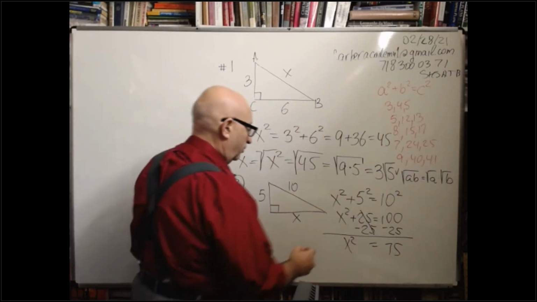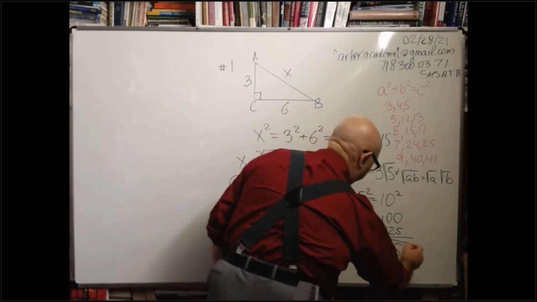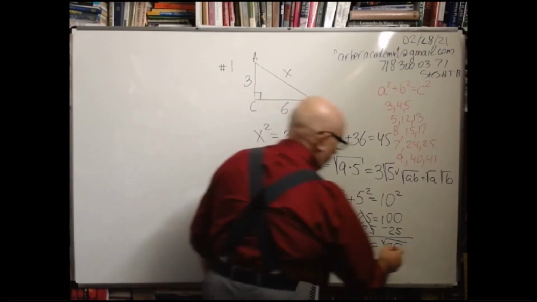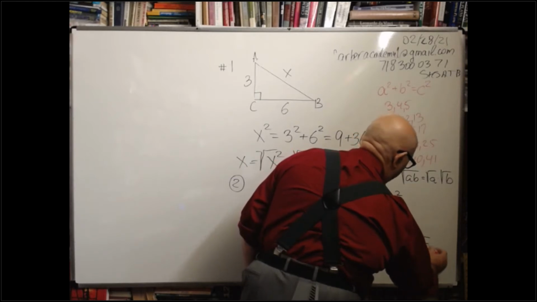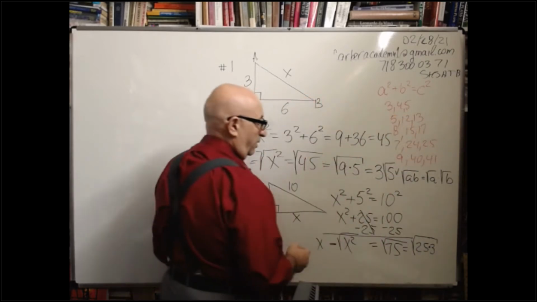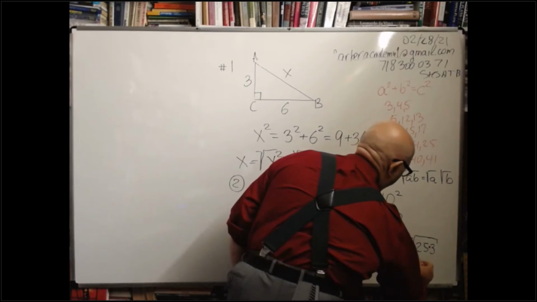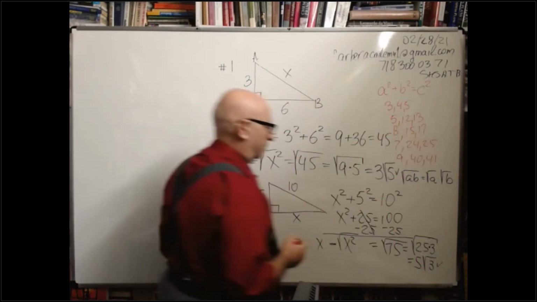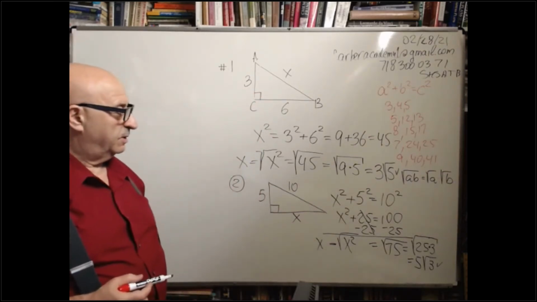You take the square root of both sides. The square root of x squared is x. 75 is the square root of 25 times 3. But the square root of 25 is 5, so x equals 5 times the square root of 3. Check mark. Always simplify, otherwise you'll not find this answer in multiple choice.